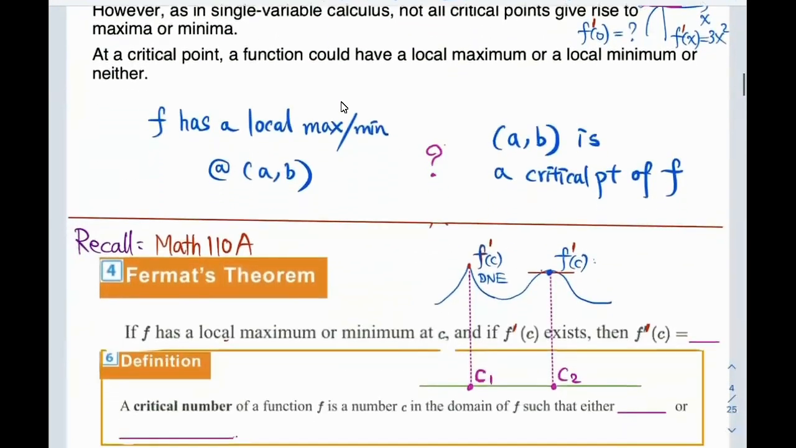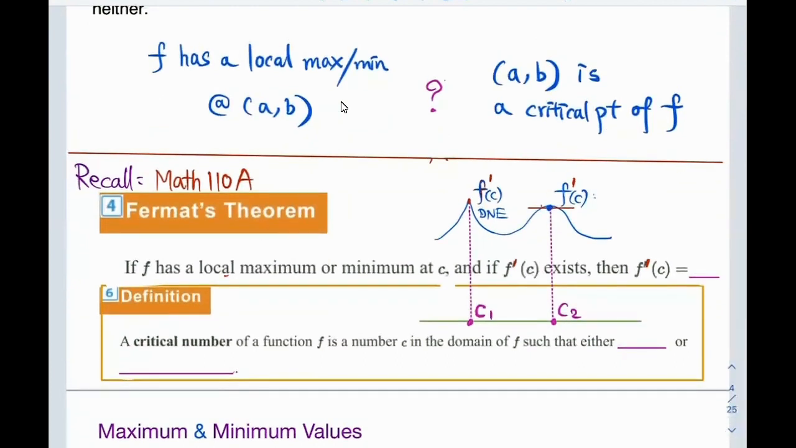Now, before we do this, let's review Math 110A. What did we talk about in Math 110A? Remember Fermat's theorem. Fermat has a lot of theorems, and this is one of them. This theorem says that if a function f has a local maximum or minimum at c, and the derivative exists, then f prime of c equals what? Anybody remember? Yes, a lot of you said so. Good job. So another way to think about this is, if the function has a local maximum or minimum at c, then either the derivative does not exist at c or the derivative is equal to 0, right?